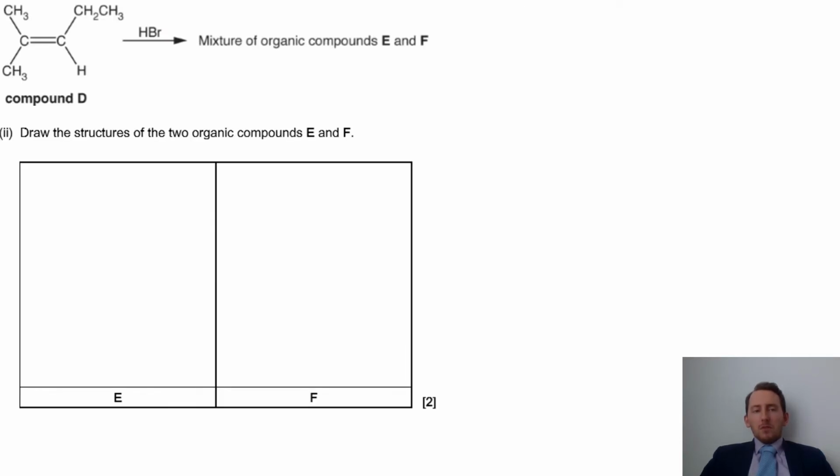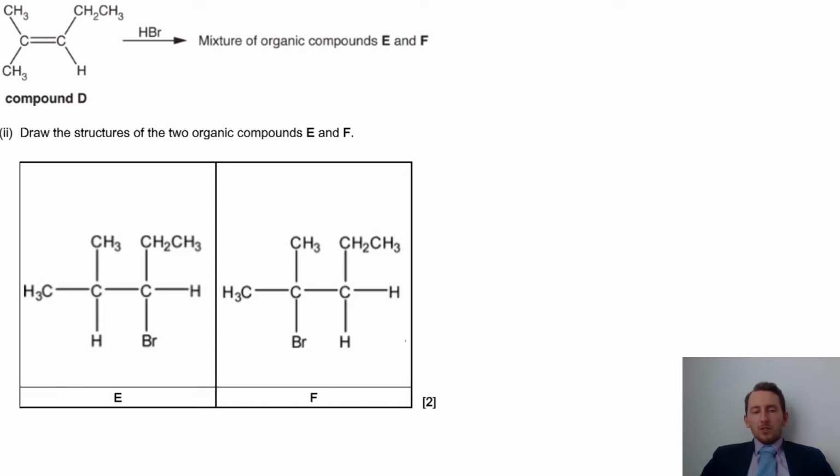Following on from this, we have compound D. If we have that HBr molecule reacting with it, we form a mixture, E and F. There's a mark for each, and it's asking us to draw the structures of those two organic compounds. You can probably foreshadow what the next question is going to be. So we're going to start straight away by saying that these are the two products that we should have.